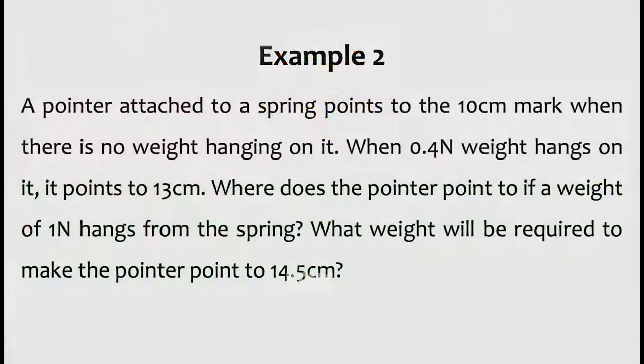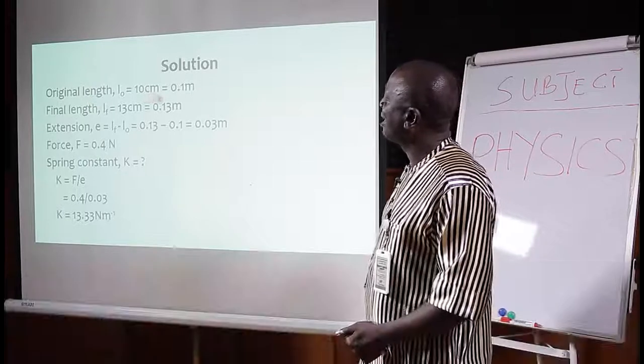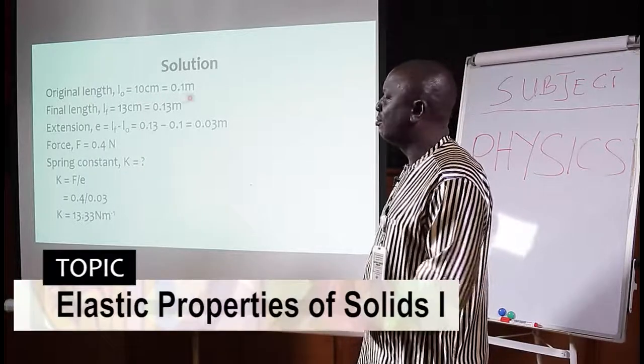Example 2. A pointer attached to a spring points to the 10 centimeter mark when there is no weight hanging on it. When a 0.4 Newton weight hangs on it, it points to 13 centimeter. Where does the pointer point to if a weight of 1 Newton hangs from the spring, and what weight will be required to make the pointer point to 14.5 centimeter? Solution. We have our original length L0 to be 10 centimeter, which gives us 0.1 meter.